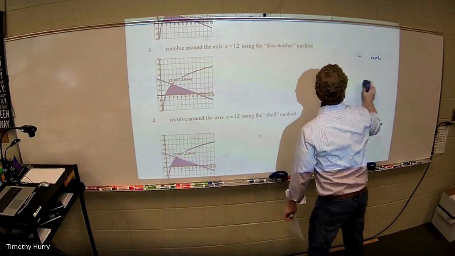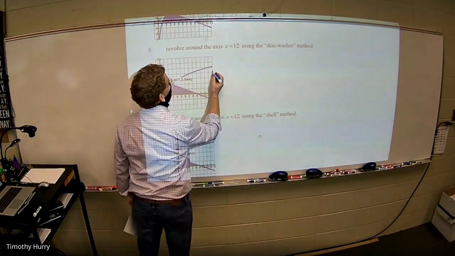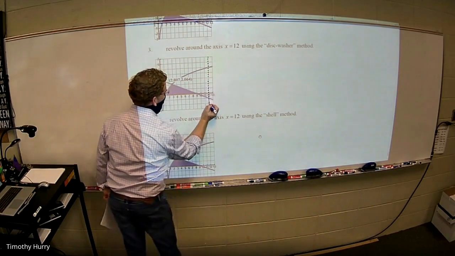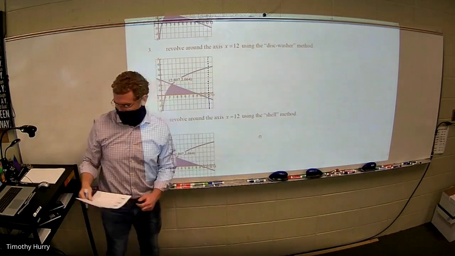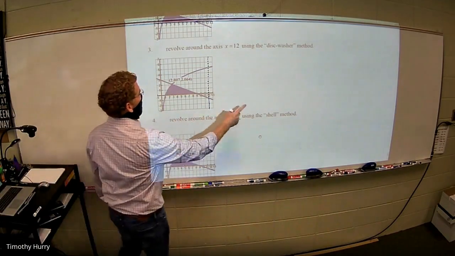But I want you to do disk washer this time. So we're rotating it around x equals 12. The perfect time for shell, but I want disk washer. So what happens when I do this? Rotating it right here.